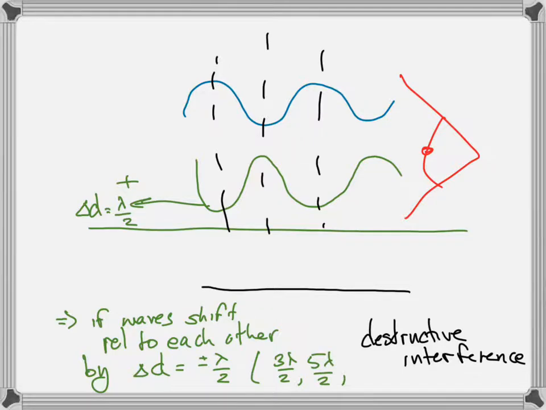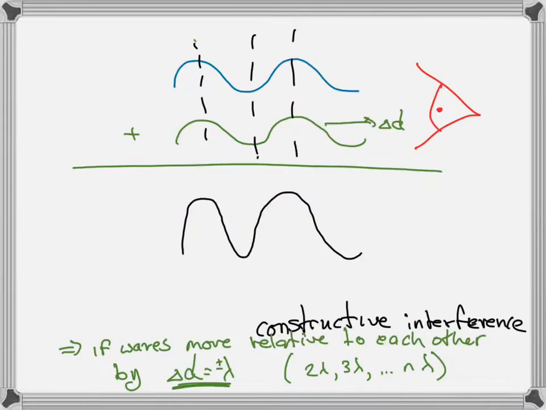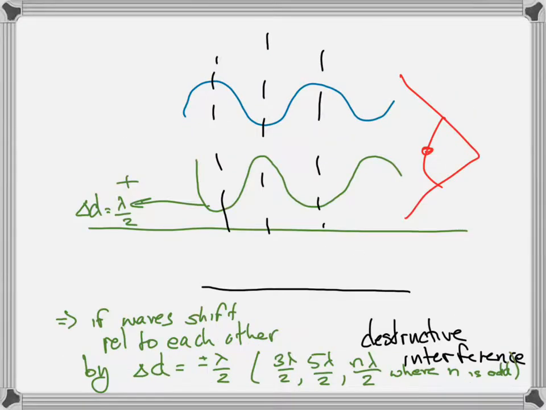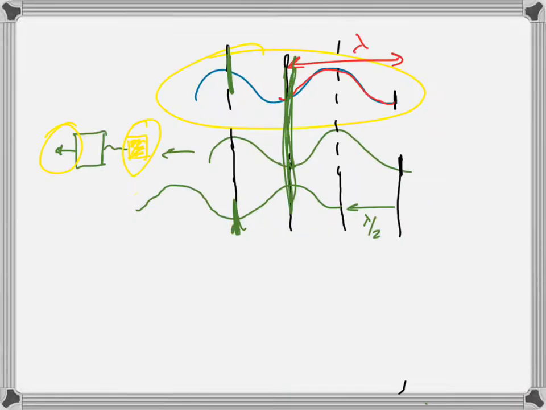Or in general, it's just any odd number of half wavelengths, right? 3, 5, 7, etc. Any odd number of half wavelengths. If it's anything in between an odd number of half wavelengths or an even number of half wavelengths, notice that this is also just an even number of half wavelengths, then it's going to be something between constructive and destructive interference. Let me just show you some examples of interference.